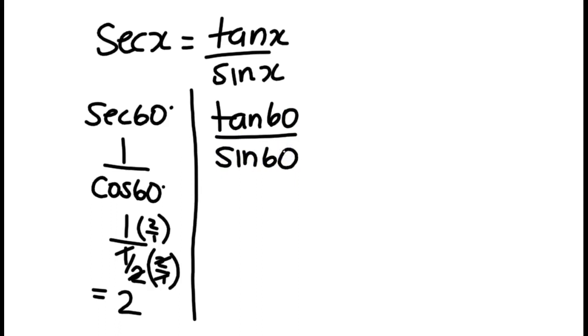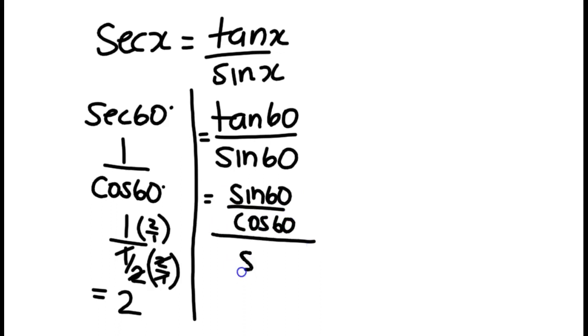Okay, and we know that tan is sine over cos, right? So we'd actually have sine 60 over cos 60 over sine 60. Right? So all I did was switch my tan into sine over cos. Okay, because tan is the same thing as sine over cos. Okay, so imagine this as sine over cos, or sine 60 over 1. So we'll multiply by the reciprocal because we don't like having fractions and fractions.